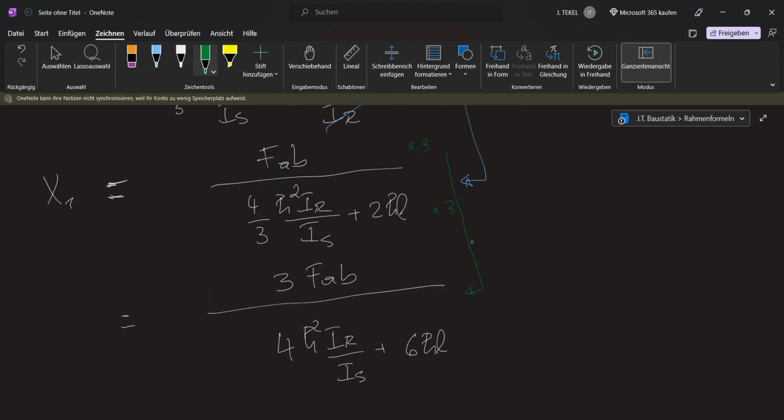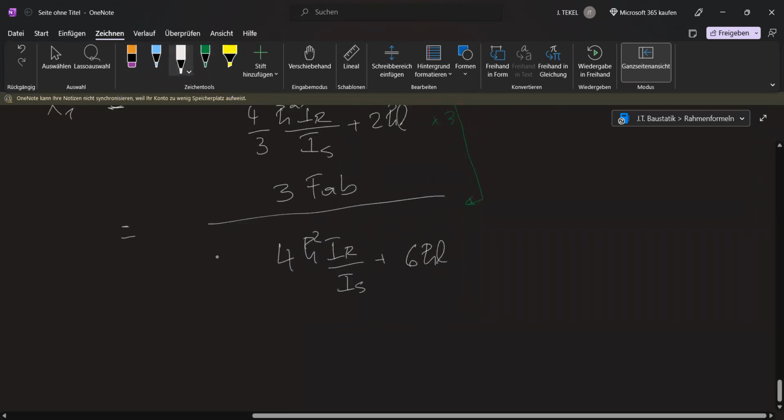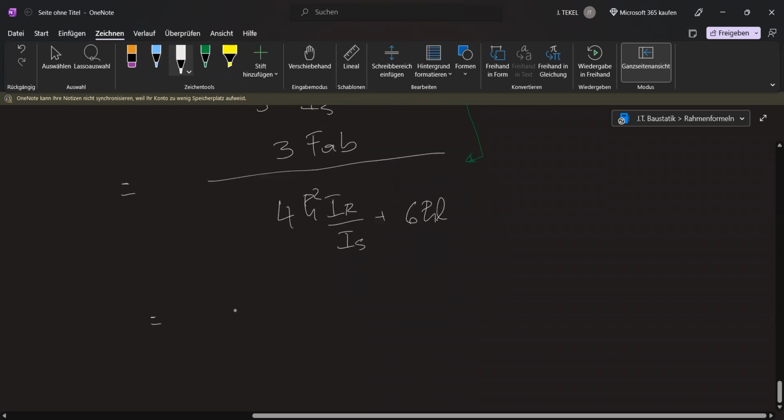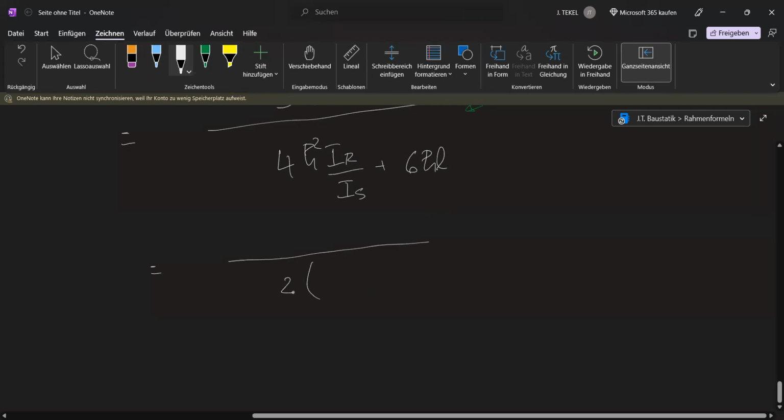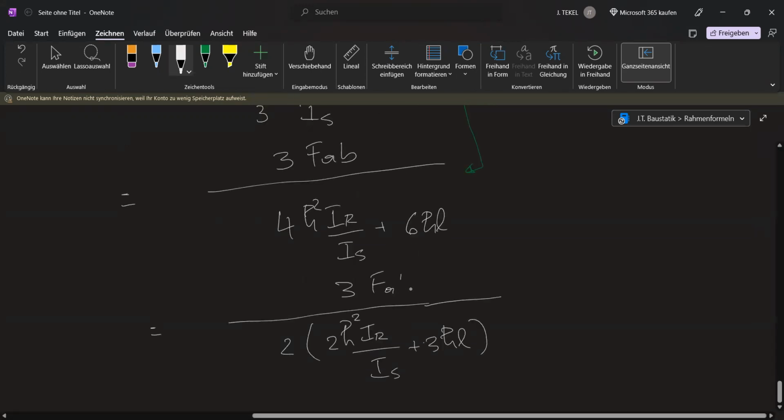Let's leave it here. Okay. So what else are we gonna do? We want to have 2 here in front. So I'm just gonna write 2 there, and I'm gonna divide the rest by 2. I multiply by 2, I divide by 2, so I haven't changed anything. Or you can call it factorization. Factorizing 2 means we have 2h squared IR over IS plus 3HL here. And on the top, at the numerator, we have 3FAB.